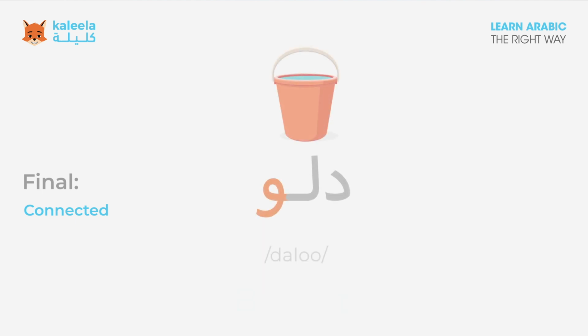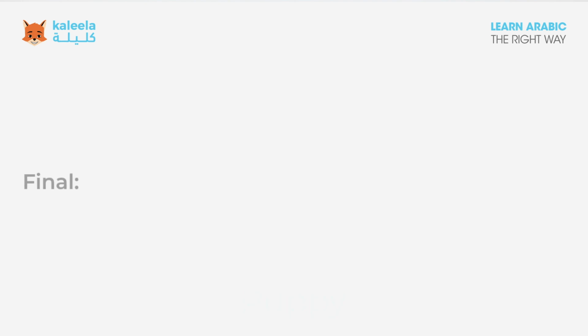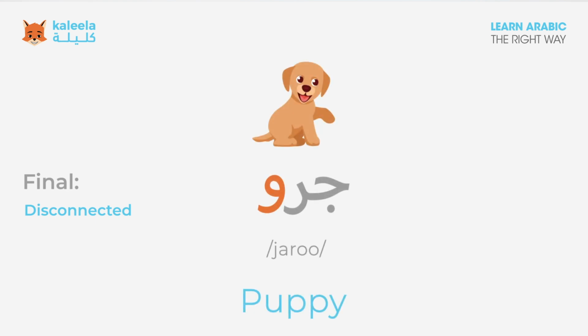The last position of the letter waaw is final, when it comes at the end of a word. Here we have two cases. The first case at the end while being connected to the previous letters in the word, as in dalu, which means bucket. Waaw here looks like the number 9 in English. The second case at the end while being disconnected from the previous letters in the word, as in jaru, which means puppy. Again, when the letter waaw is preceded by a letter from the first group, then it comes disconnected and looks like the number 9 in English.